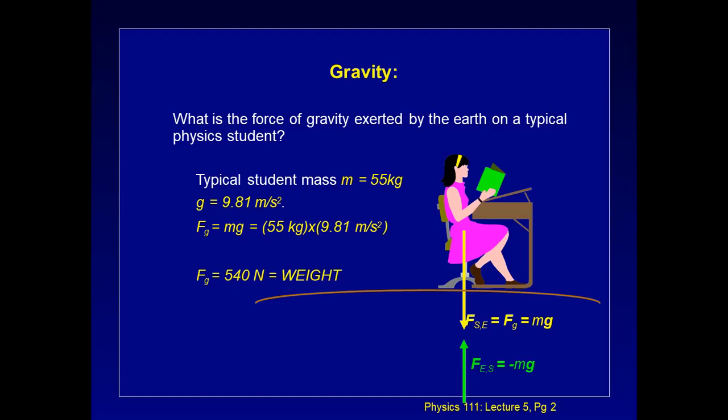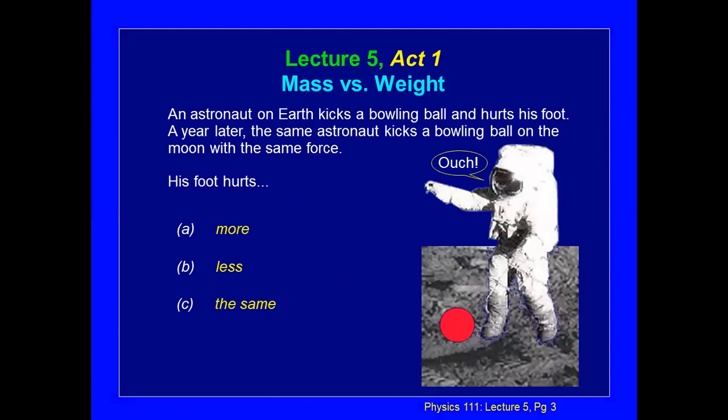As you can see on the right side, we have the free body diagram of the student. The weight of the student is pushing downwards. So F_SE is equal to F_G, which is equal to mass times gravity.